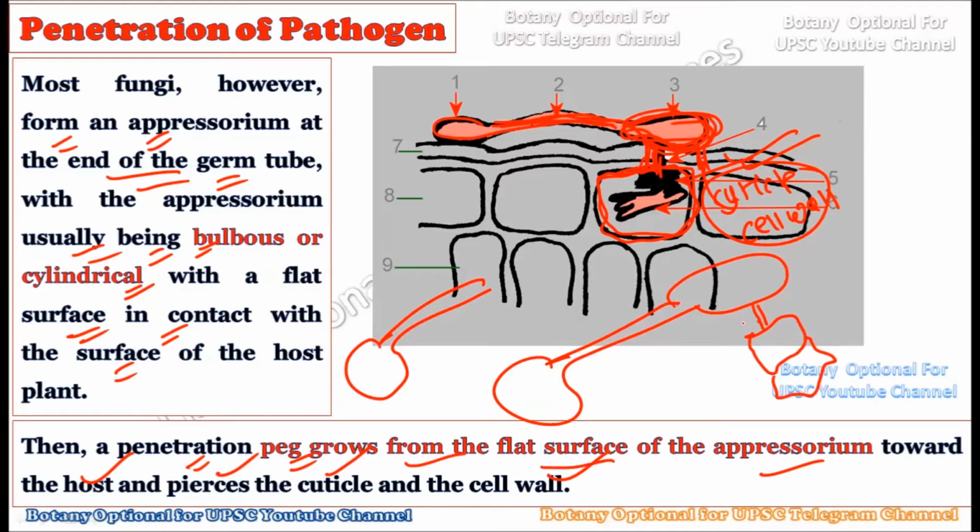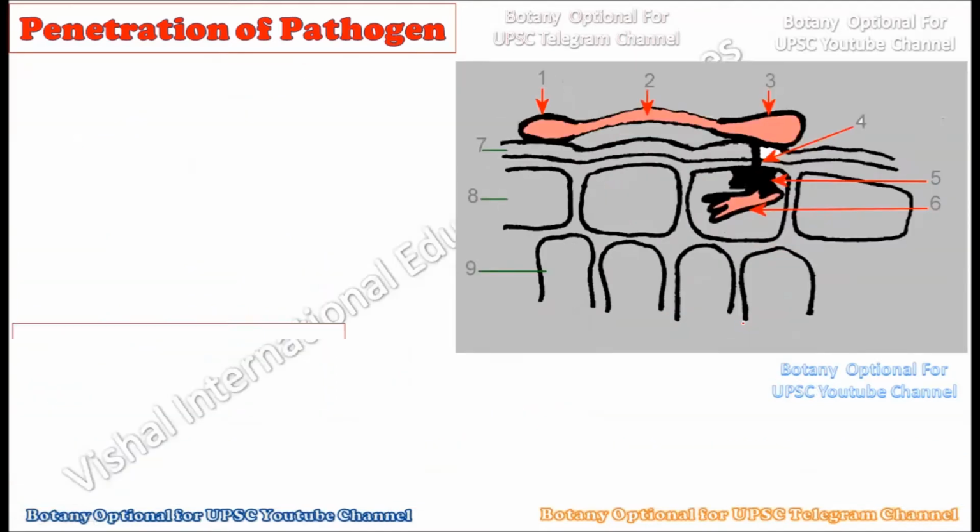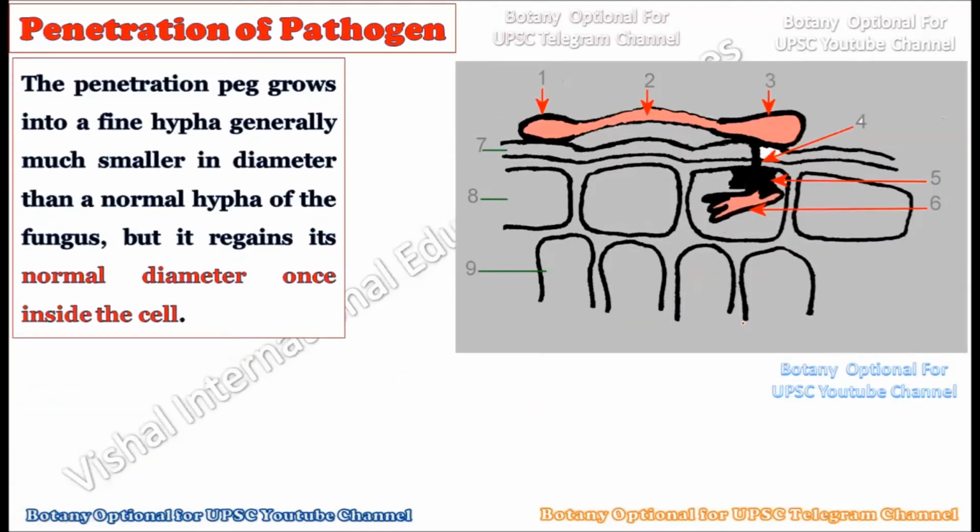You have to remember this very carefully, because in the mains examination you have to differentiate between these two methods. Okay, then and only then your answer will become attractive. All right, now see, the penetration peg then grows into a fine hypha. Once it is inside the cell, it will create fine hyphae, these fine vegetative structures called hyphae within the fungal body.